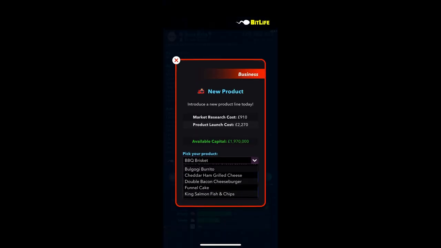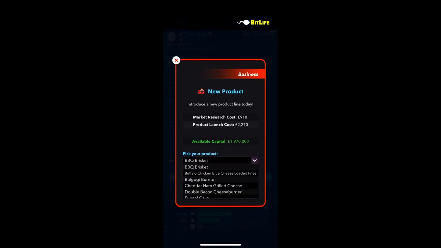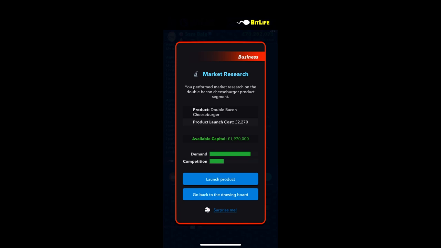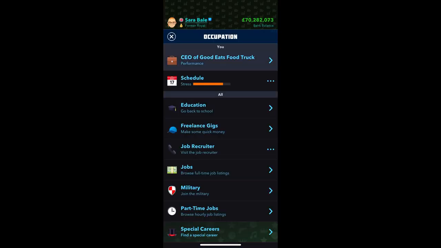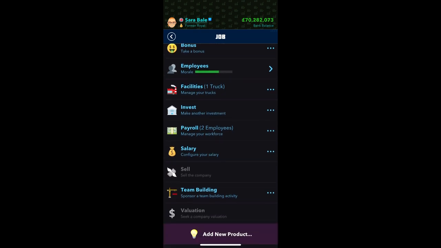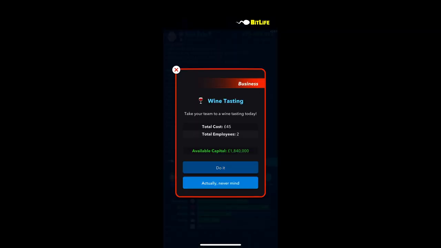So you're going to see me go in here and I'm going to perform market research on quite literally every available product because it's better to have a high demand and lower competition. So I found that the double bacon cheeseburger was decent, so we went ahead and did that. I watched some of Tanya's videos on the business update if you're curious about that. So I will have a link to her channel in the cards, because I found that helped out a lot.